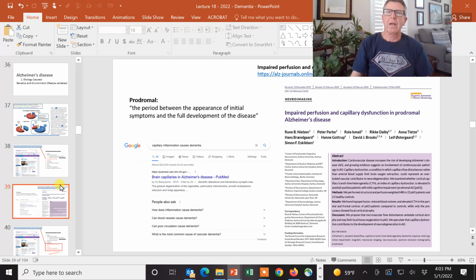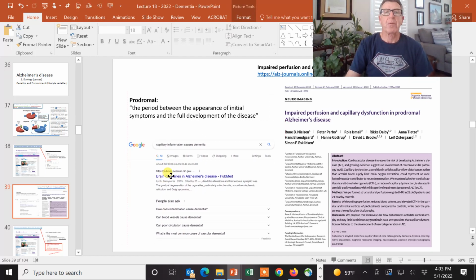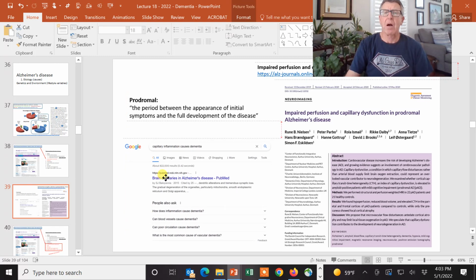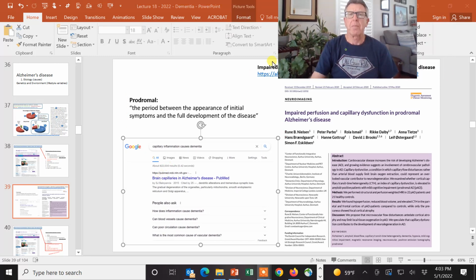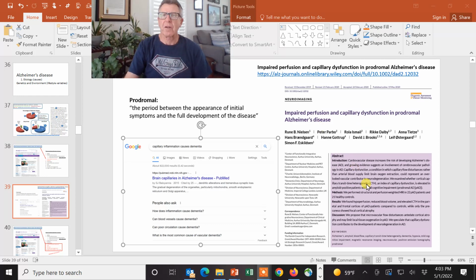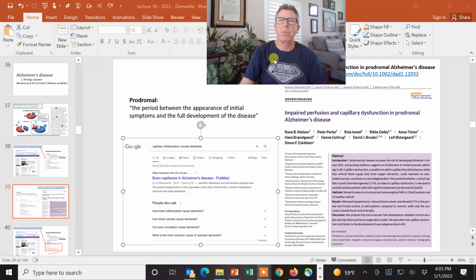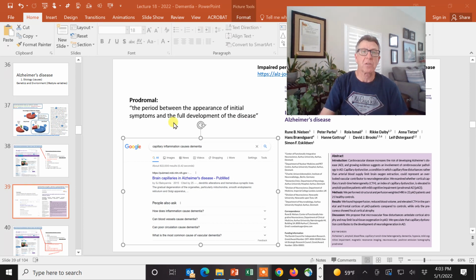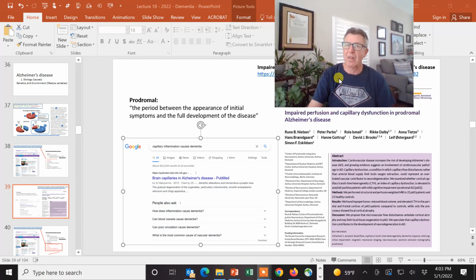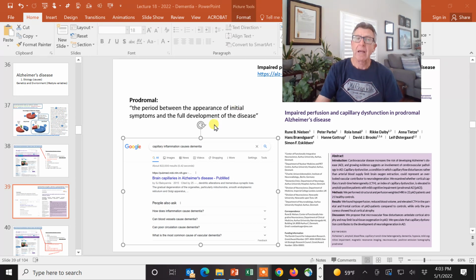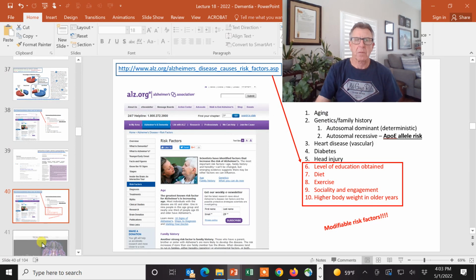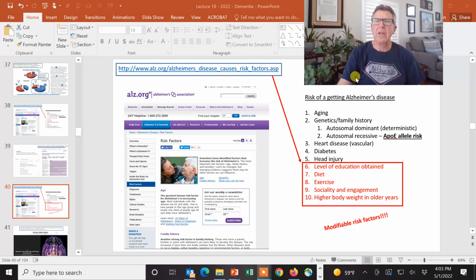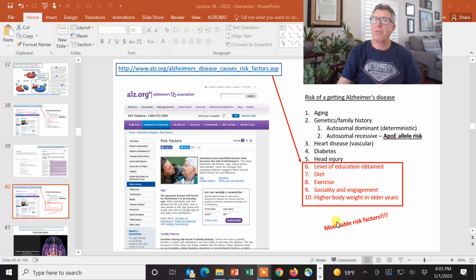and vascular disease. Alrighty, so this is a couple studies looking, and what I did is I just showed you my Google search page, capillary inflammation causes dementia. Boom, you get a ton of stuff. Impaired perfusion. This is the article right here, on capillary dysfunction in prodromal, and it is the period between the initial appearance of symptoms and the full development of the disease. So this would be early onset that we're having capillary problems, vascular problems, diabetes, stuff like that I've talked about.